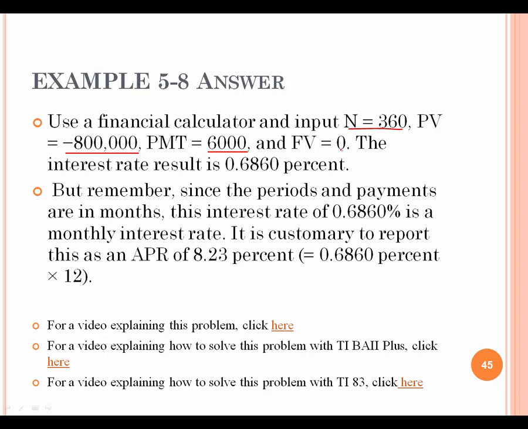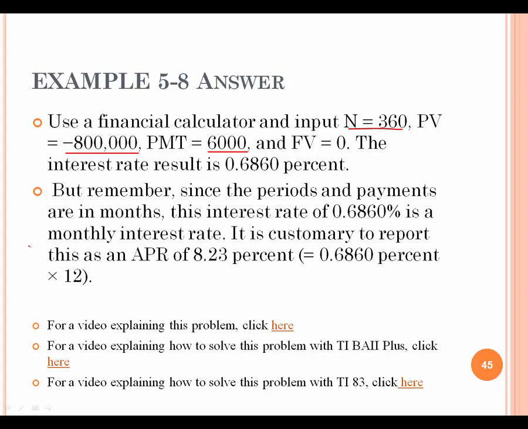So if that's the case, what is the return that can help you withdraw, or say afford your withdrawal of $6,000 for 30 years? So when you compute for I/Y, the result is 0.680. So that is 0.680% from your calculator, and that, based on your setting, is a monthly interest rate.